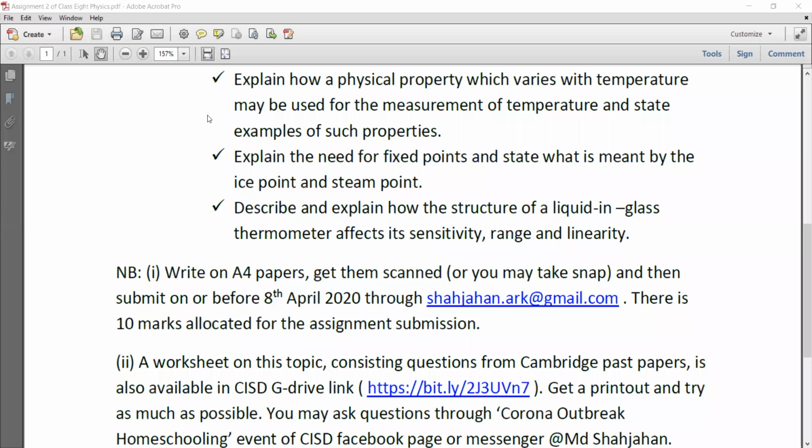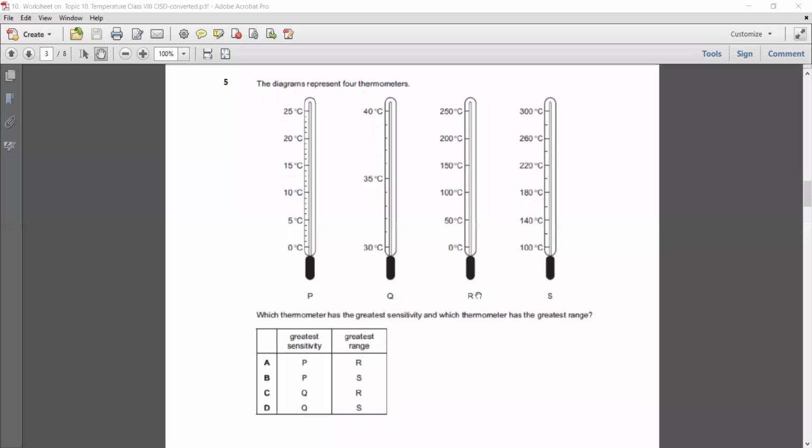Sir, are you sharing the screen? We cannot see it. It is stuck. The screen is not visible. Look, I am showing it again, no problem. I am sharing the screen. Now you can see.